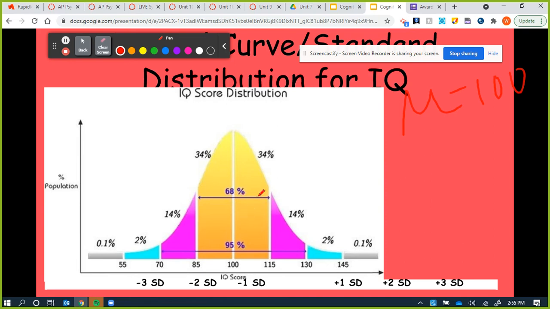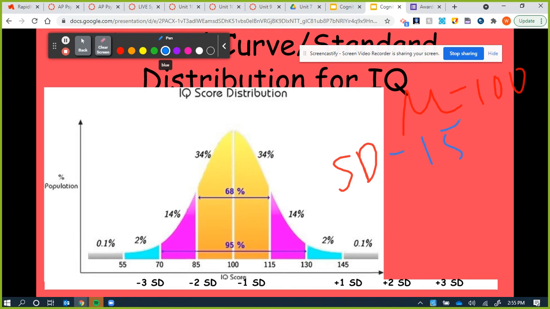If they were to ask you to label a normal curve for IQ, you would put a 100 right there. This is the only standard deviation you need to know off the top of your head. Any other ones, they would give to you. The standard deviation for IQ is 15. What that means is, on average, scores differ from the average IQ by 15 points.